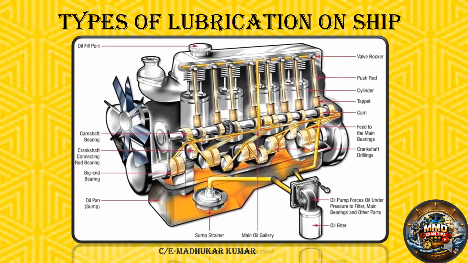Today I'm here with a new video, which is in continuation with the earlier videos I have posted on the lubrication system and lube oil properties. This is one of the very basic concepts regarding the types of lubrication system, because we have the main engine, generator engines, other auxiliary machinery, compressor, and purifier. Different places have different types of lubrication. So in this video, we are going to see the various types of lubrication system on ship.